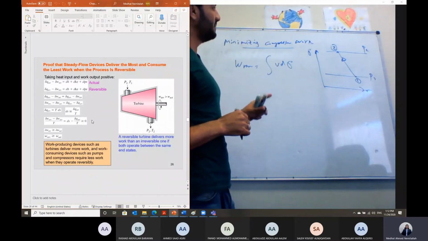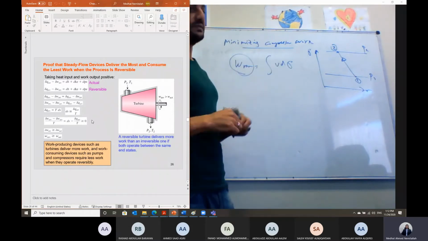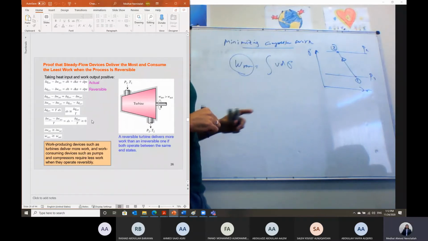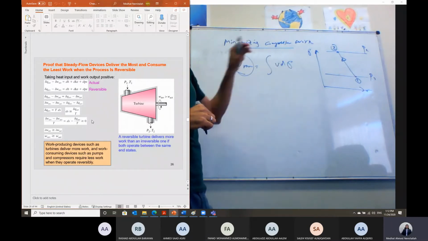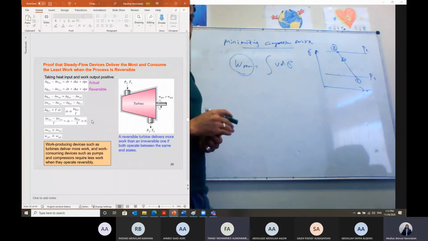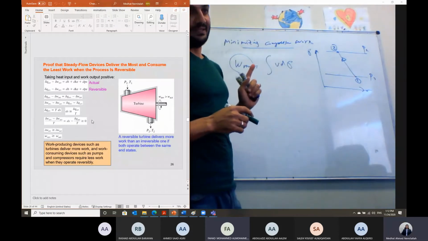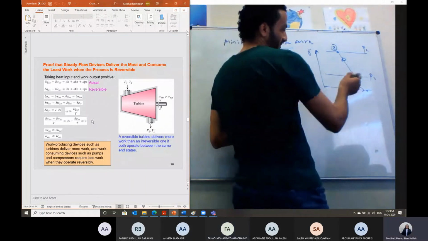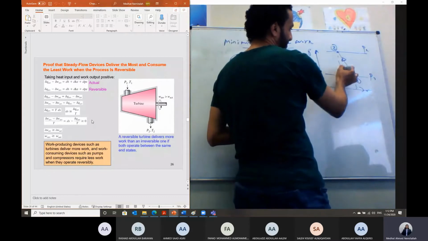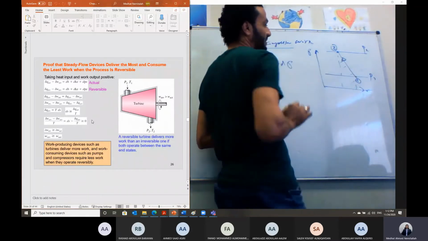Which area is representing the work on the PV diagram? Keep in mind it is VdP, not PdV. On the pressure axis, the y-axis, exactly. Because if it is a closed system, we can say the area under the curve will be the area on the PV diagram. It will be this area, the area under this curve.